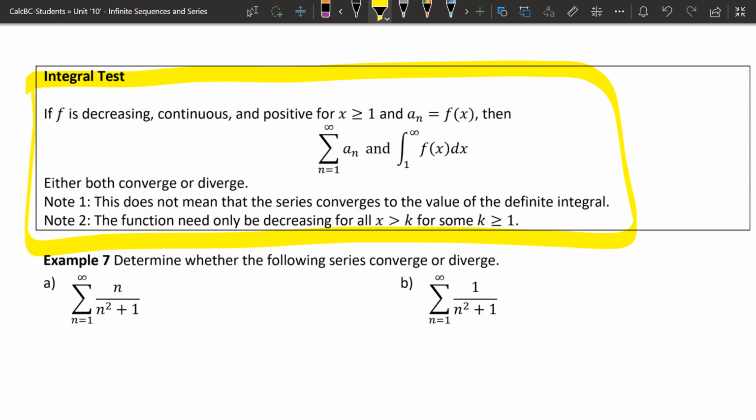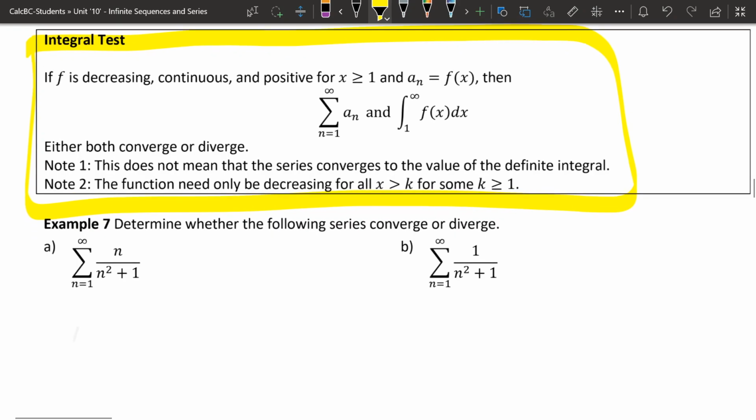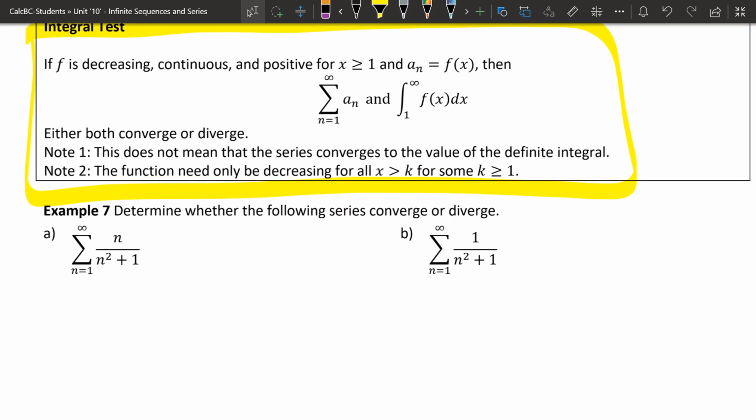All right, first note, this does not mean that the series converges to the value of the integral. Second note says the function need only be decreasing for all x values greater than k for some k at least 1. Okay, so let's look at these examples together and see how this works out. Notice that this doesn't give us a value for convergence. It just tells us whether we are going to converge or diverge.